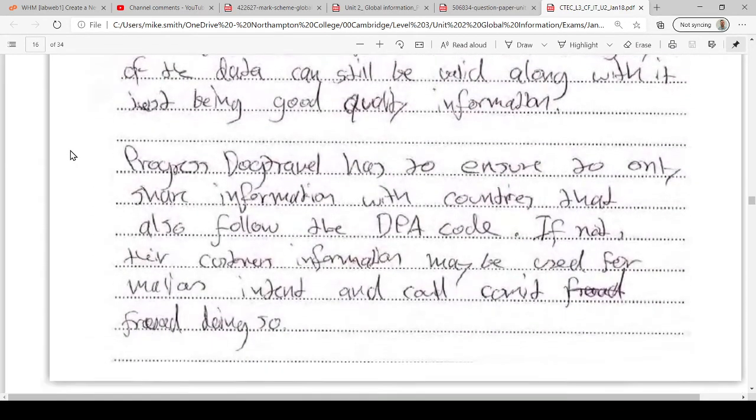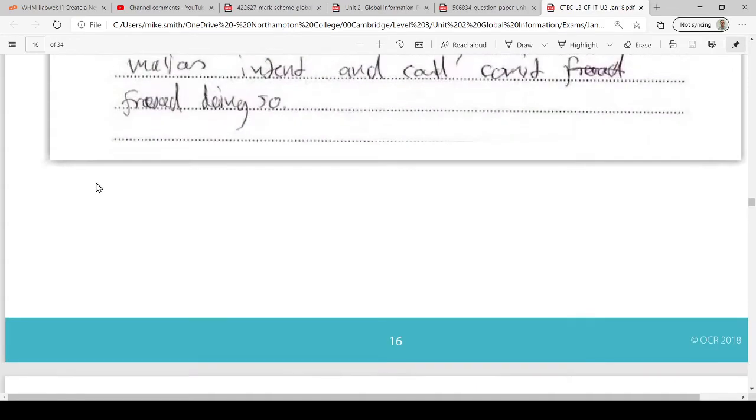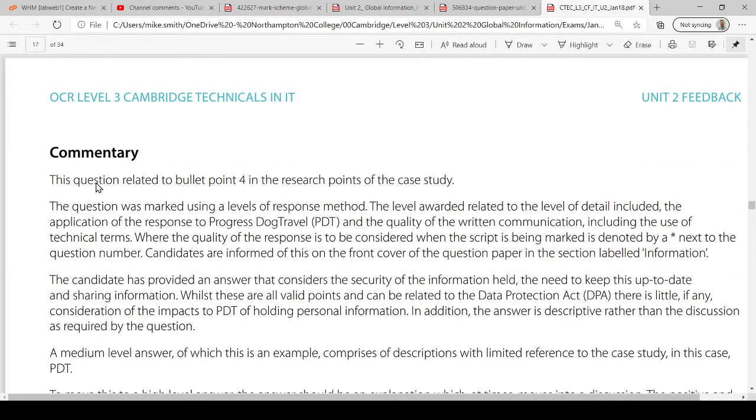As we keep going down, we can see all of the rest of the answer continues to be just talking about the safety of customer information and keeping that information secure. So one impact, one issue, doesn't really go into any more detail than that, stuck in that middle 5-6 mark category there.